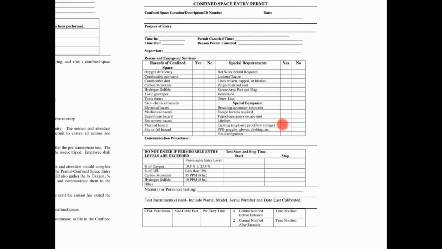Normally, lights of less than 24 volts are permissible for this area. Then PPE like goggles, gloves, clothing, etc., and whether fire extinguishing systems are available or whether you are going to require them for this work permit or not. Then do not enter if permissible entry levels are exceeded. I have already discussed the oxygen level. If it is less than 19.5%, this is an oxygen deficient atmosphere, so it is dangerous to your health. If it is richer than 23.5%, then it is an oxygen rich level, which is again hazardous from the fire and explosion hazard point of view.